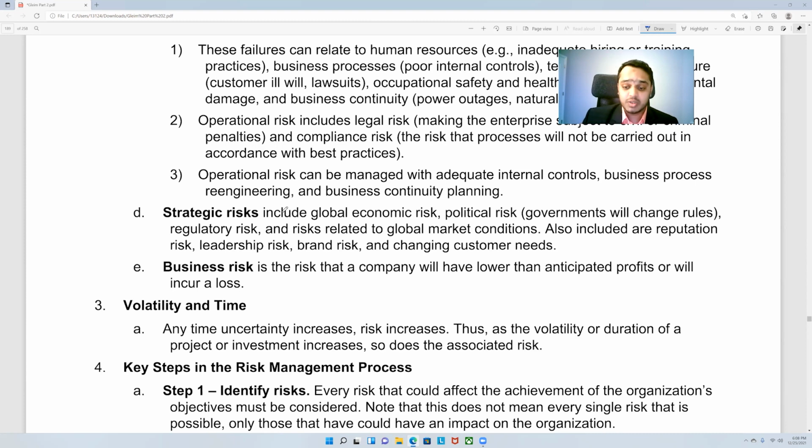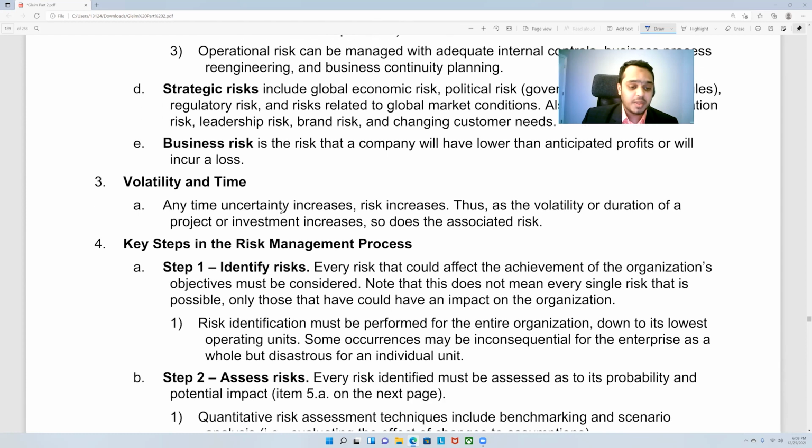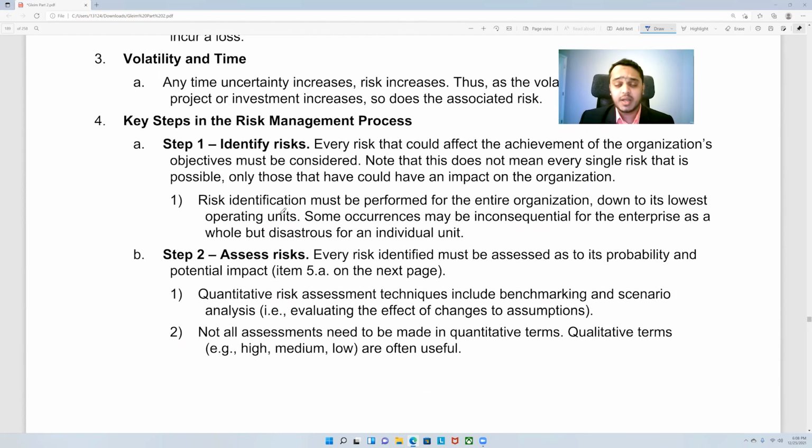Then the business risk, which is normally about anticipated profits. Will you get them or not? As I said at the start, at the introduction of the video, what you need to do is nothing but identify the risk.